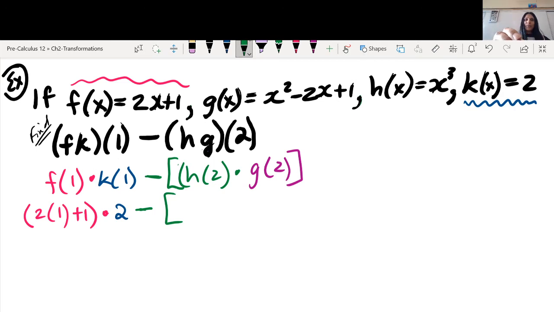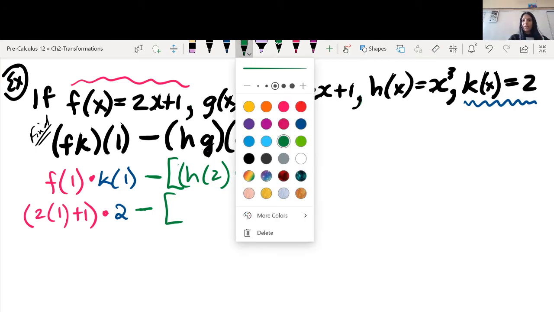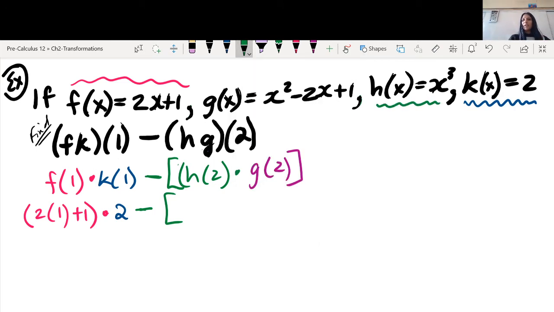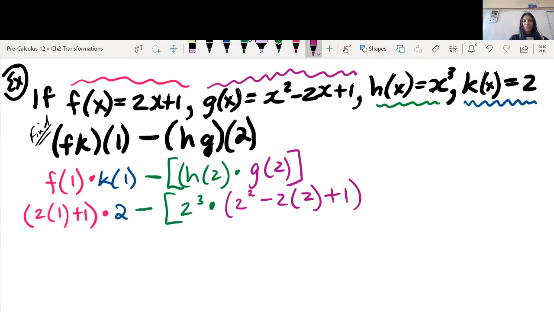Okay, when I look at h of x, it's x cubed. So it's going to be 2 cubed times, then I look at g of 2, and I can see g of x is all of this thing. So I'm just plugging in a 2 into all the x's. So 2 squared minus 2 times 2 plus 1.